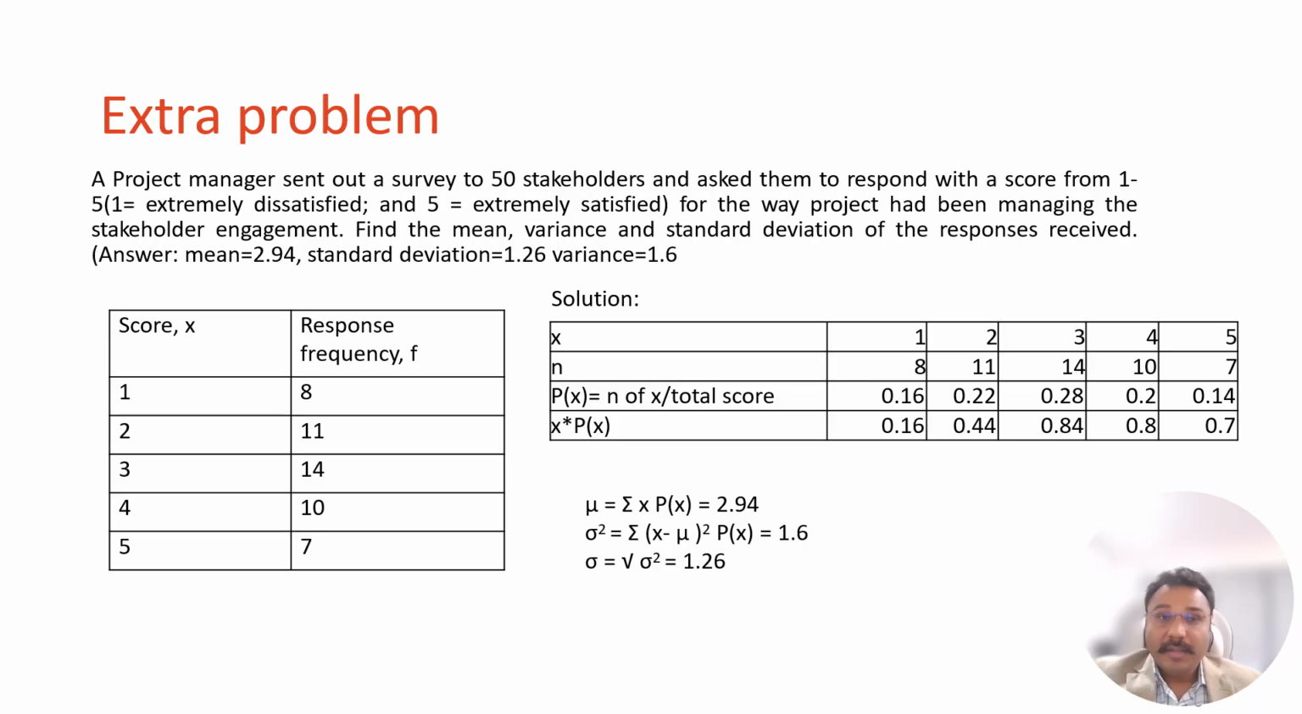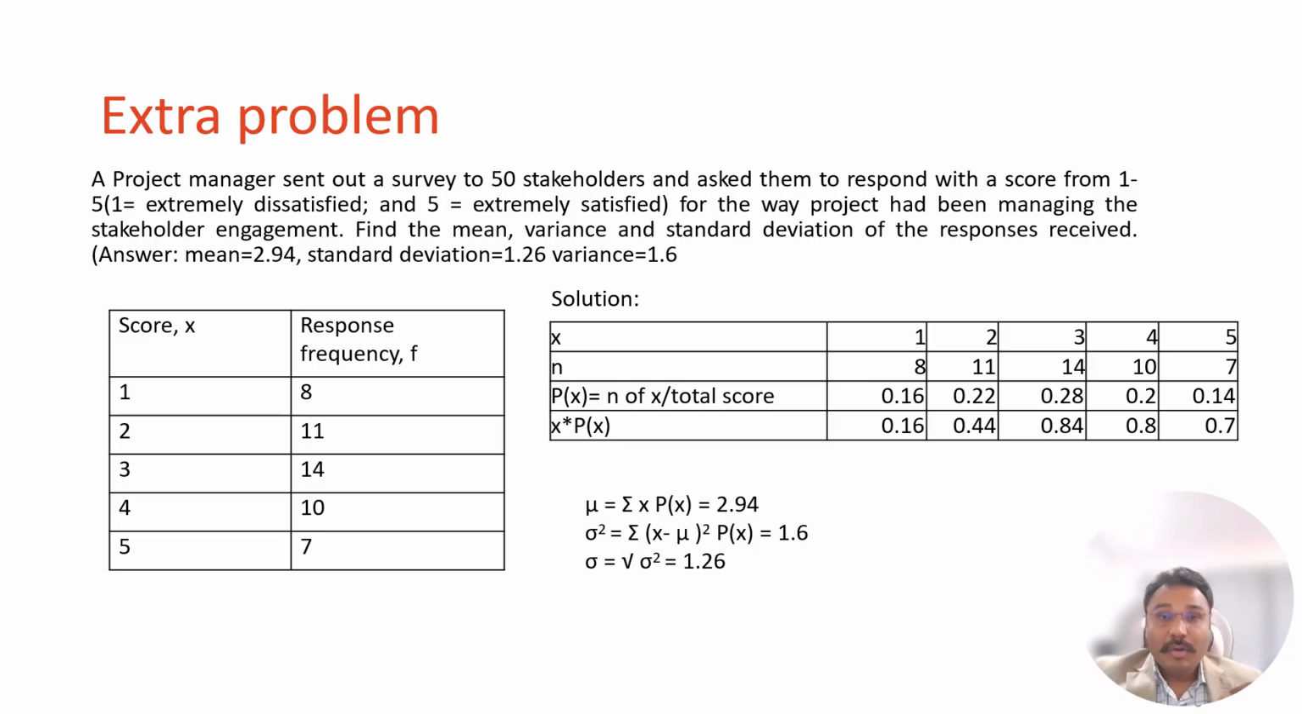Next, we compute the variance. Variance tells us how spread out the scores are around the mean. So we calculate using the sum of x minus mu squared times probability. And once we plug in the numbers, we get a variance value of 1.6. Then taking the square root will give you a standard deviation of 1.26.